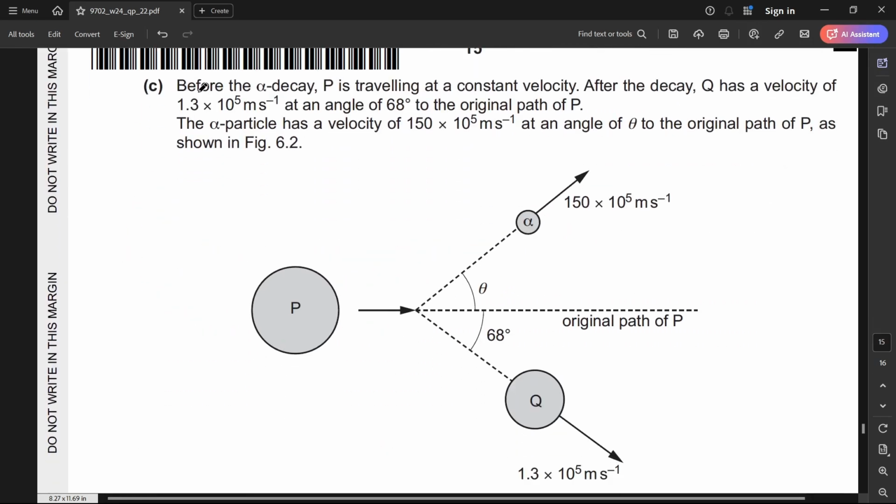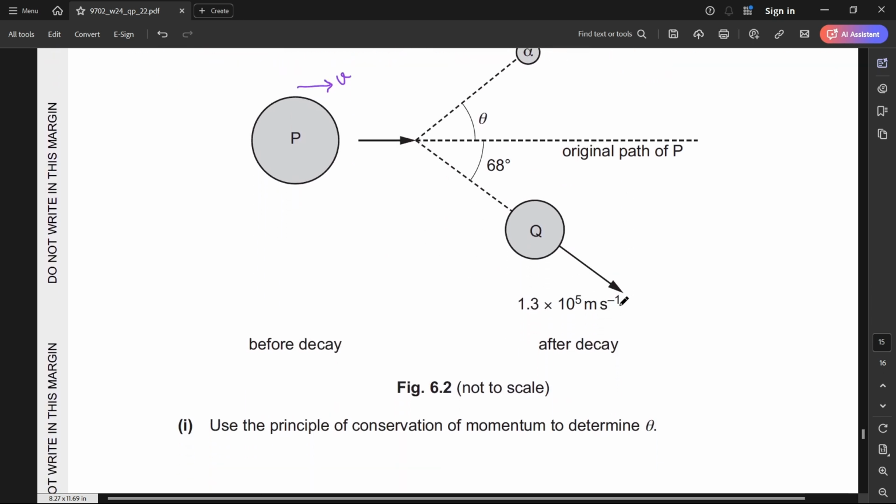Now, in part C, it is given that before the alpha decay, P is traveling at a constant velocity. So it was traveling with a constant velocity. Then after the decay, Q is coming over here, alpha is going over here. So it's a two-dimensional question that we are having. So Q has a velocity of 1.3 times 10 to the power of 5 at 68 degrees to the original path of P. And the alpha has a velocity of 150, at an angle theta to the original path. Now, using the principle of conservation of momentum, we have to determine this theta.